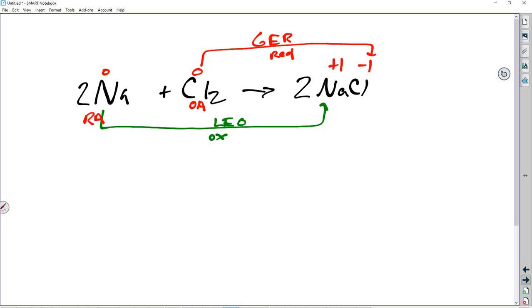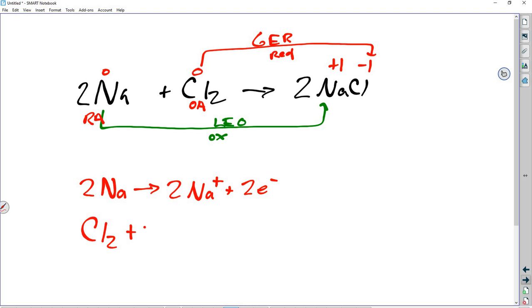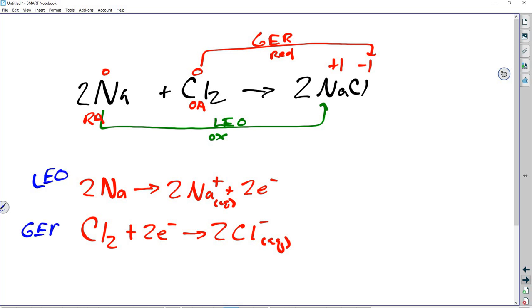So the oxidation would be 2 Na going to 2 Na+ plus 2 electrons. And the chlorine would be adding those 2 electrons to make 2 Cl-. And these, of course, would be aq, but I don't think they have you put the aq on. So remember, in order to be positive or negative, we're moving electrons around. Oxidized means I've lost electrons. So this was the LEO, losing electrons, and this is the GER. One has to lose 2 electrons so the other one can gain the 2 electrons.